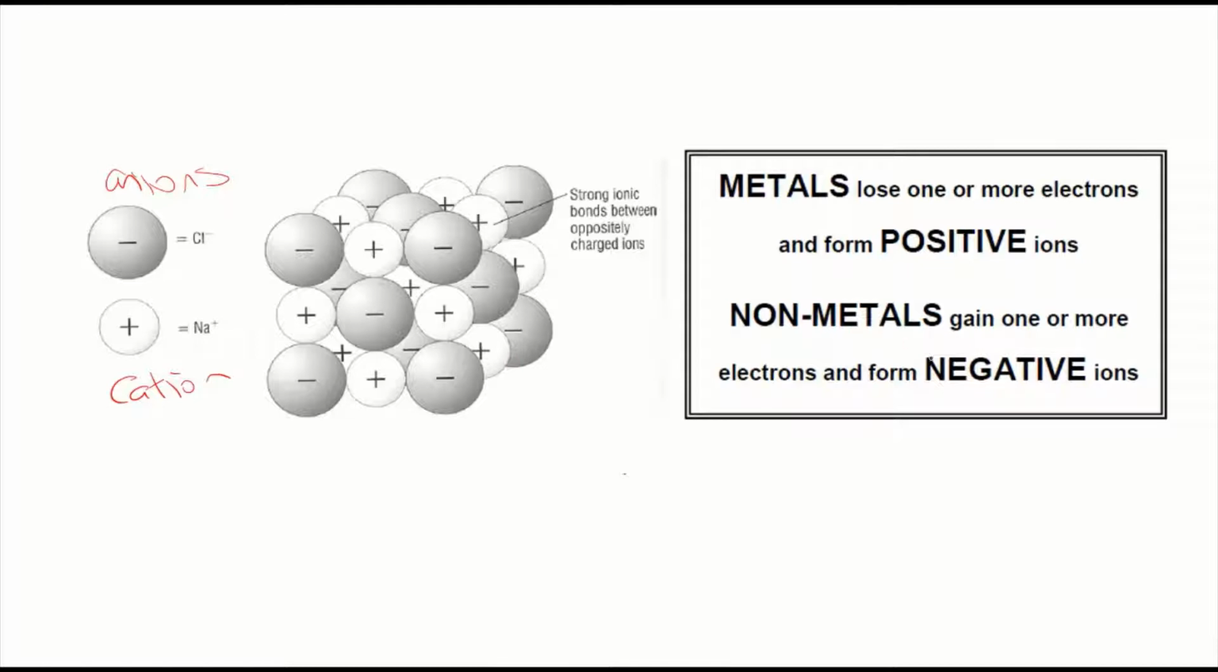And our non-metals then, they form the negative ions. So think about, chlorine's in group 7, so it would have gained 1 electron to have a full outer shell. It would have been the Cl-. Oxygen, for example, is in group 6, so it would have gained 2 electrons and become O2-.